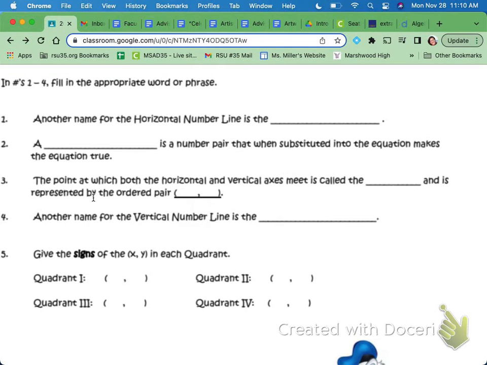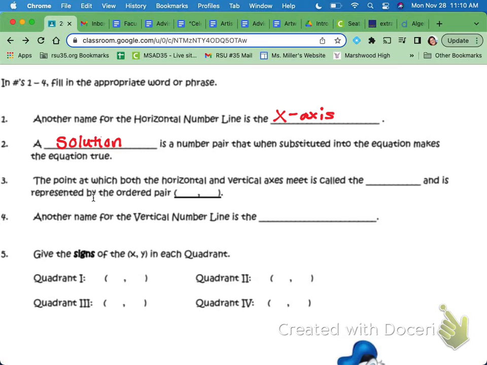So another name for the horizontal line is what? X-axis, good. What is a number pair that, when substituted in the equation, makes the equation true? Ooh, that's a tough one. Like an (x, y)? Yeah. So a solution is any number pair that, when substituted in the equation, makes the equation true. Like if we remember, we had problems like x + 1 = 3. What was the solution to that? 2. So a solution is a number that, when you plug it back in, makes a true statement, right?